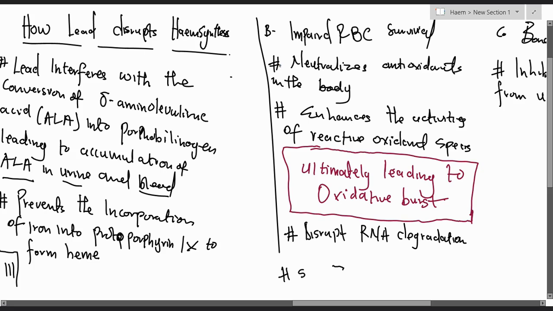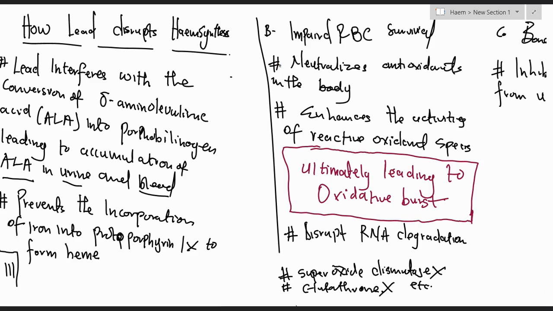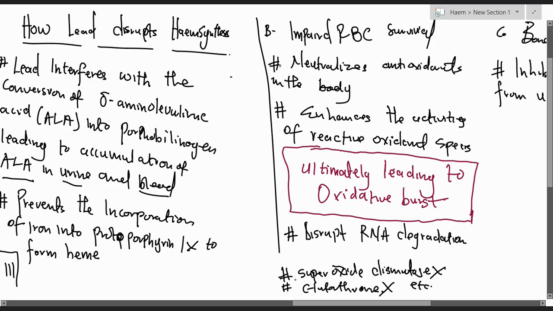We have superoxide dismutase. We also have glutathione. There are a lot we have. So what happens is that lead neutralizes these natural antioxidants that we have in the body. And once these are neutralized, the body can no longer fight against the oxidative stress that is being imposed on the cells. So the cells will eventually undergo oxidative burst.